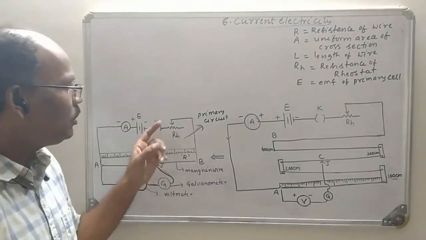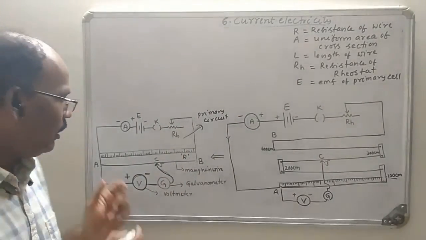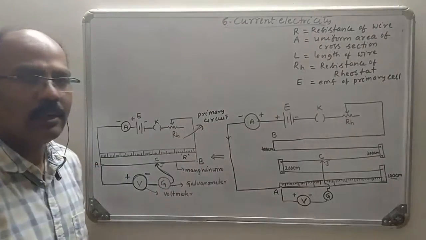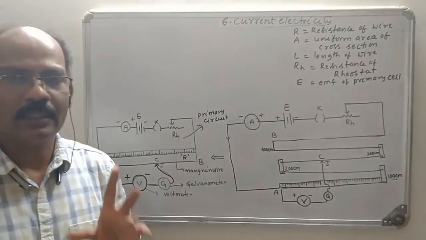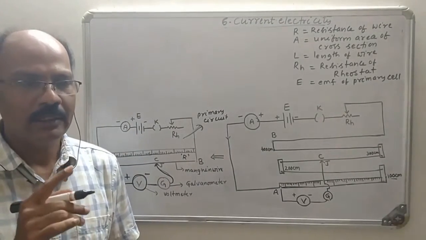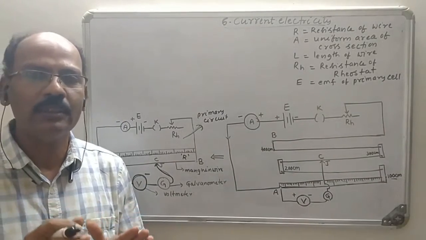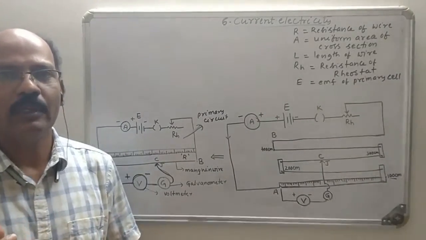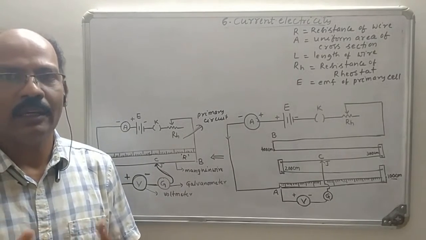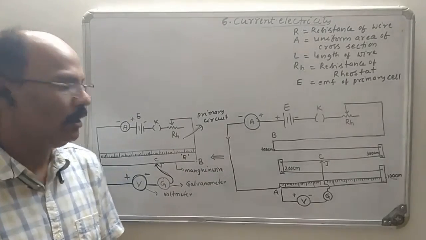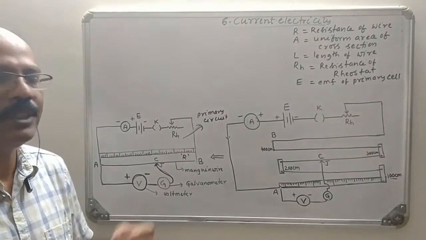This primary cell is used to provide a constant or steady current along the manganin wire of uniform area of cross section. So the current should be steady or constant and the area of cross section of the potentiometer wire should be uniform. In that situation, the potential drop across any portion of the length of wire is directly proportional to its balancing length. So how can we prove the mathematical relation of the principle?